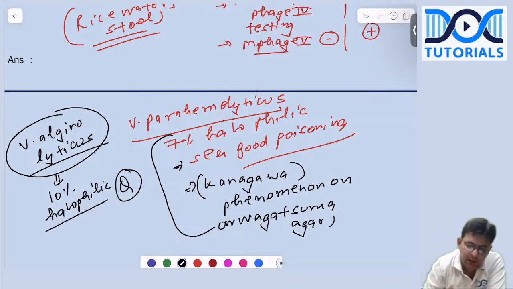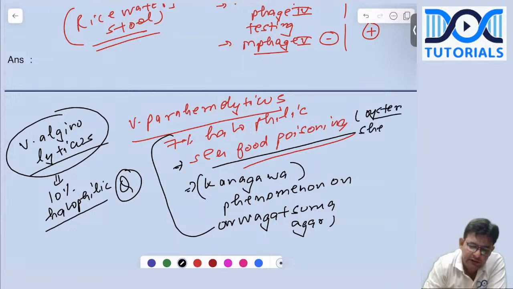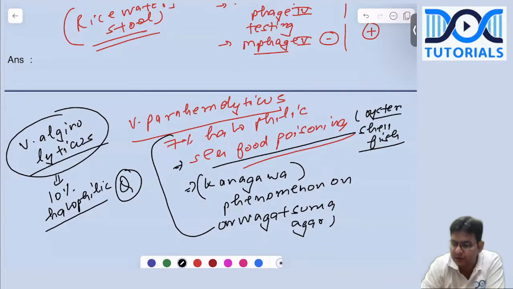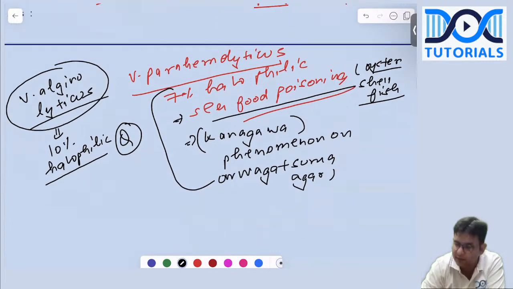Shellfish or oysters. These associate with this seafood poisoning. Even crabs also, the crustaceans basically, in this particular one.